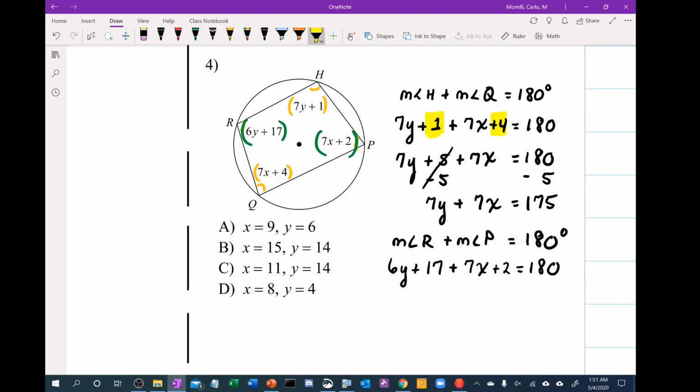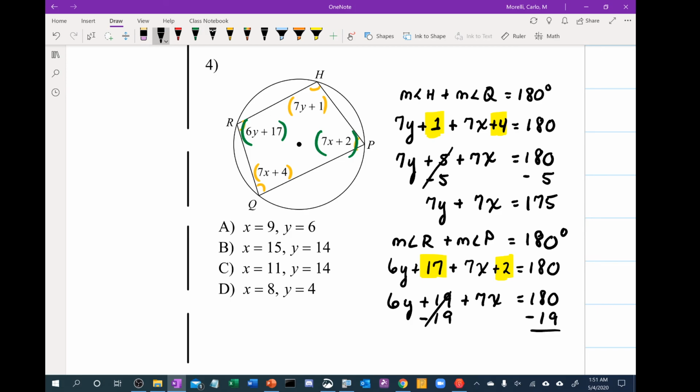And we'll combine what we can. That'll be the 17 and the 2. The 17 plus 2 is 19, so we'll write 6y plus 19 plus 7x equals 180. We subtract 19 from both sides.